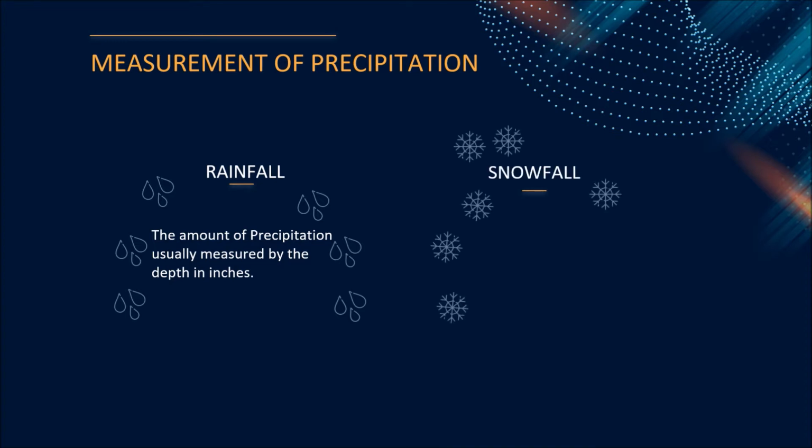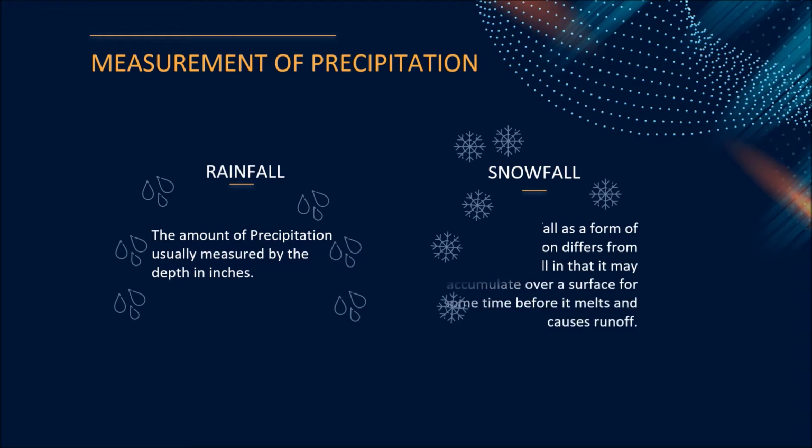The second is snowfall. Snowfall as a form of precipitation differs from rainfall in that it may accumulate over a surface for some time before it melts and causes runoff.